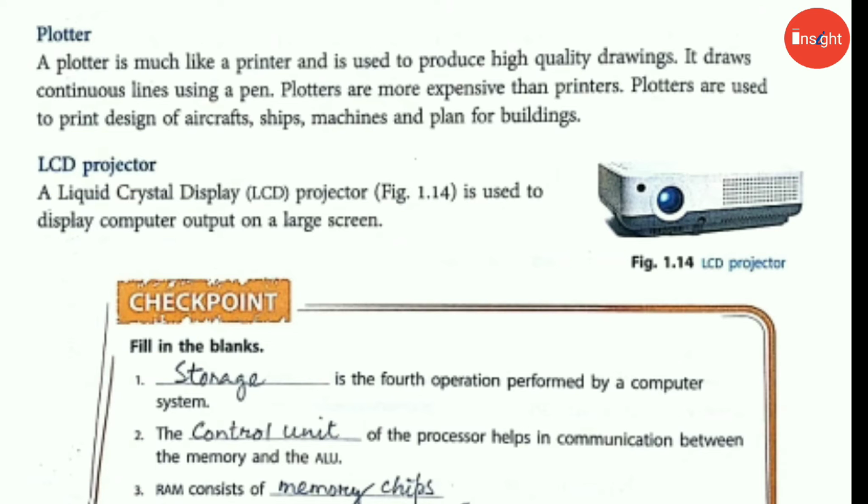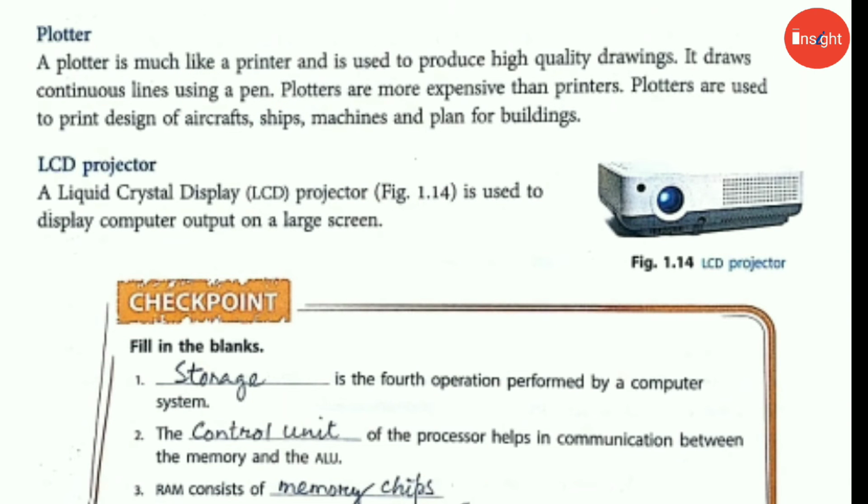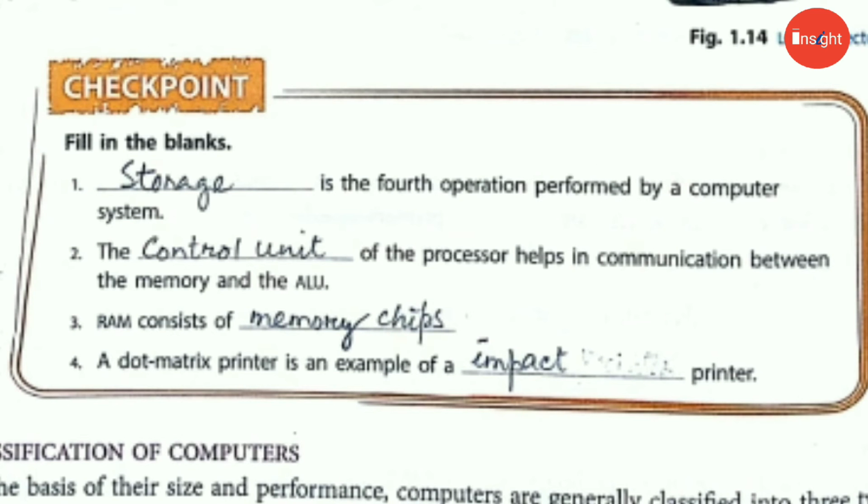Another type of output device is the LCD projector. LCD, liquid crystal display projector. This is used to display computer output on a large screen. You might have seen the LCD projector in our computer lab that is used to display the computer output on a large screen. Here one checkpoint is given.